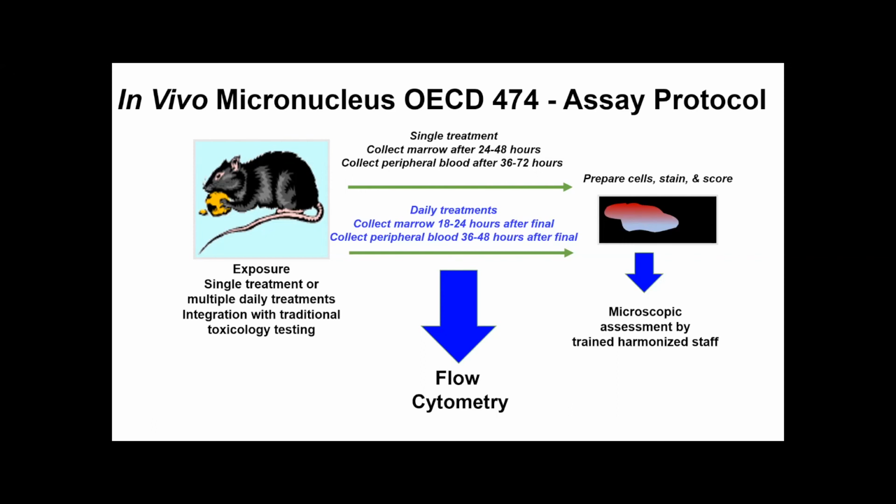The other way to do this, which is the easier method, is to collect peripheral blood. In that case, you need to wait 36 to 72 hours, or 36 to 48 hours, after the last dose to collect blood to measure the micronucleus. And basically, you can do this by microscopy, where you take a slide and have someone sit down and count micronuclei using a microscope. Or again, you can use flow cytometry. It takes half an hour here, and it takes about 2 minutes over here on the flow cytometer.